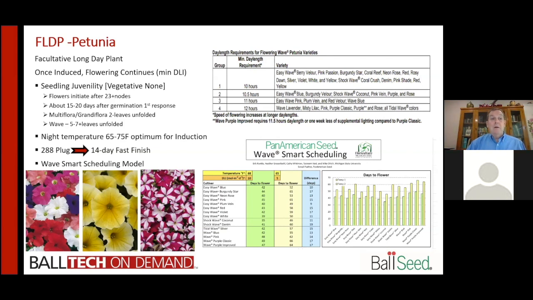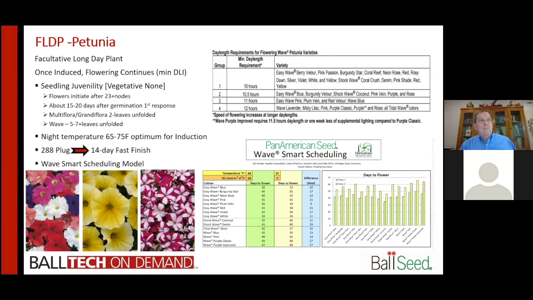Whereas if you take Wave Purple Improved, or Classic, it takes 49 days. So it takes 10 days longer, and it's just because of the genetics. In the Waves, they're working to get earlier and earlier flowering. And of course, seed petunias, they've bred a lot of the photoperiod sensitivity out of them, so they're much easier to flower.